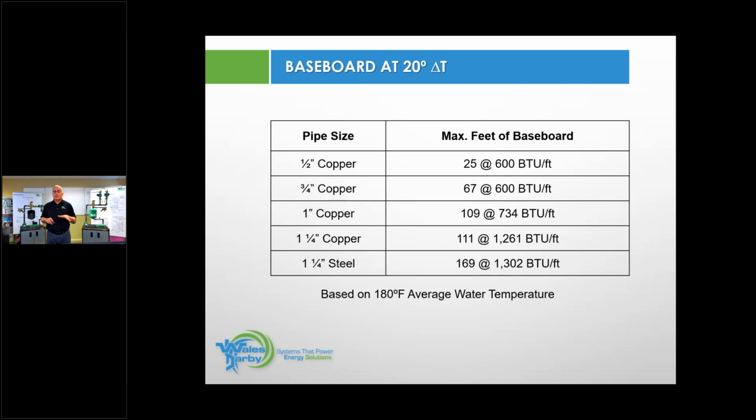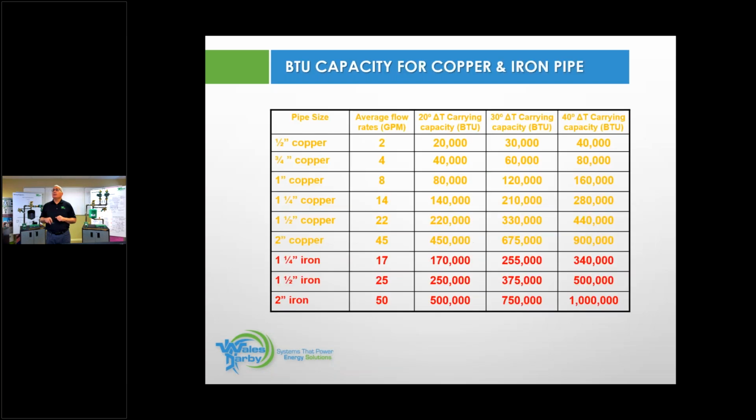All right, now again, as we're going along here, you can take a screenshot of anything here and save it so you have that for the future. Next, BTU capacity for copper and iron pipe. So you can see here, we give you the average flow rates, 2, 4, 8, and so forth. That's to stay within the 4 feet per second. And we'll also show you on this chart the capacity based on the different delta T's, 20, 30, and 40.